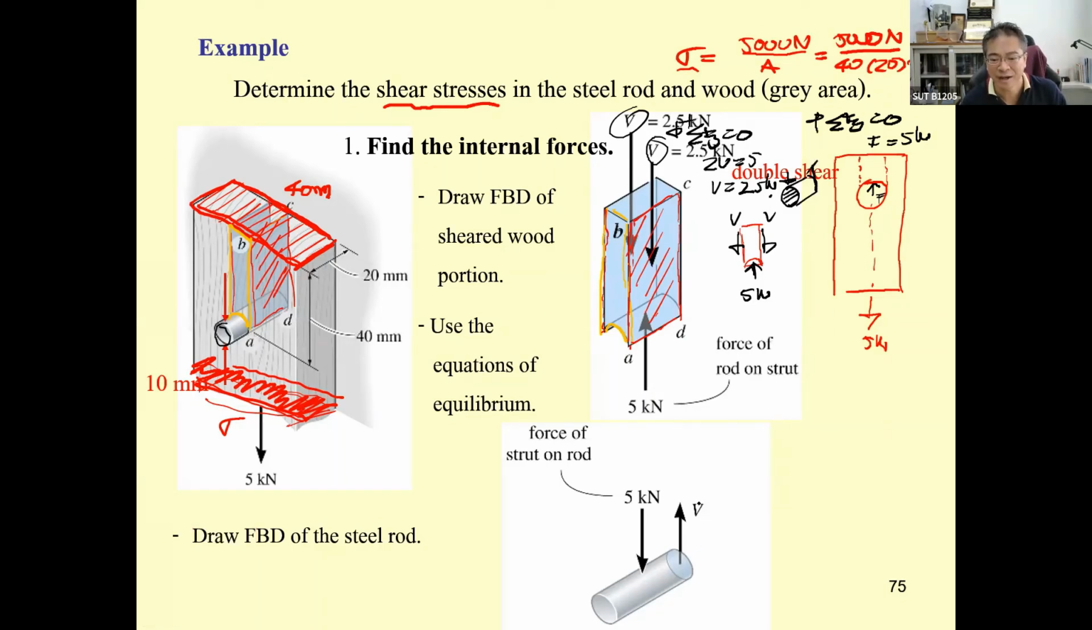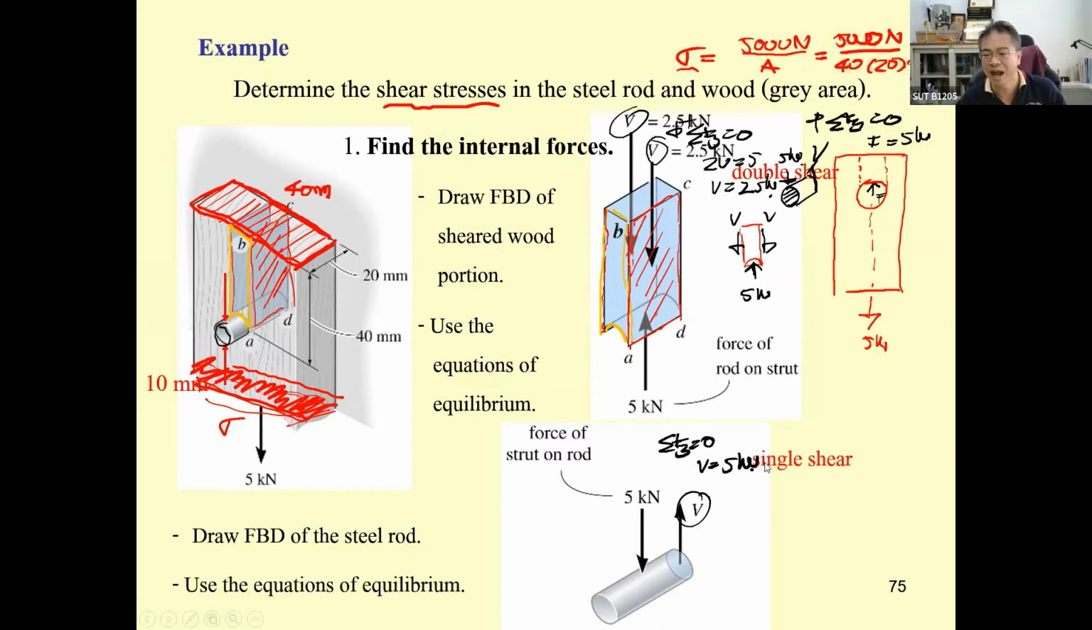If you extend this lot a little bit like this, you may see this lot will be subjected to the shear V over here. So this is 5 kilonewton by summation of F sub y equal to 0. V will equal 5 kilonewton. This is going to be single shear.